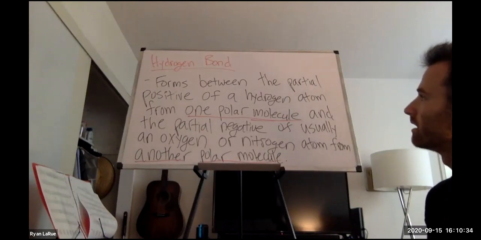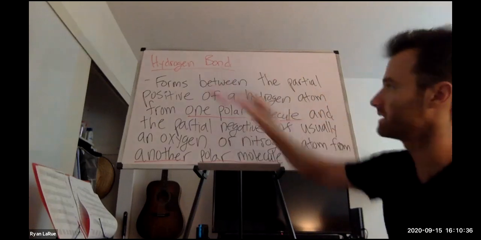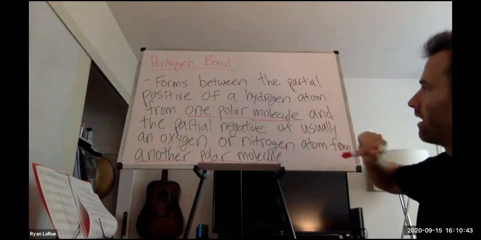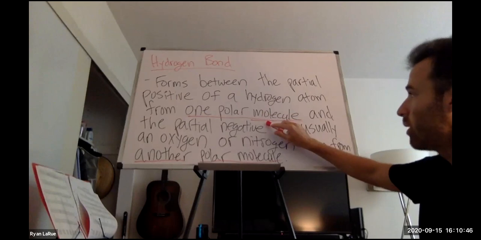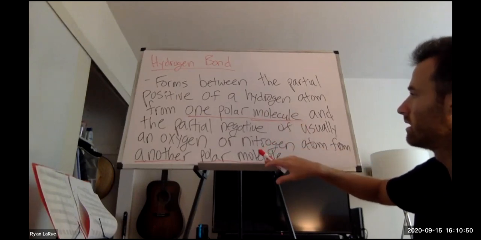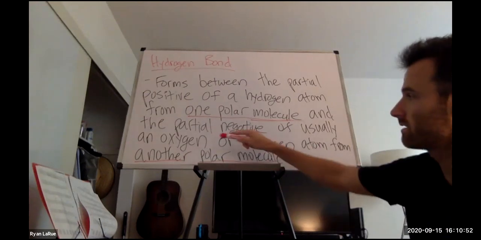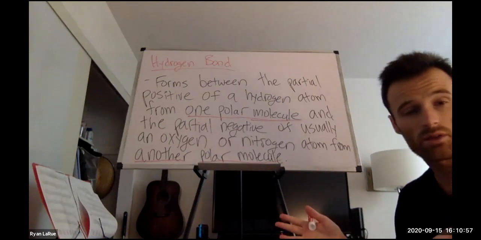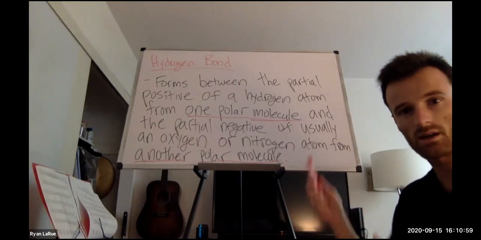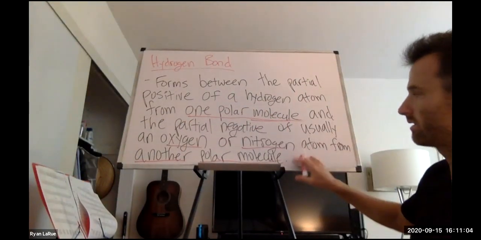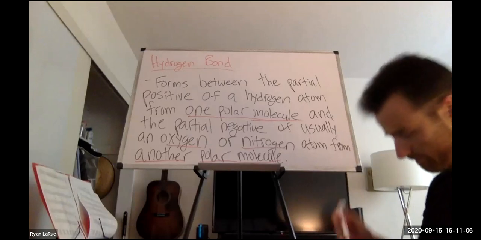Okay, so it's between a partial positive of a hydrogen, always a hydrogen, that's why it's a hydrogen bond, of one polar molecule and the partial negative of an electronegative atom, such as oxygen or nitrogen. Those are the only two I want you to be familiar with that will form these kinds of bonds, oxygen or nitrogen, on another polar molecule.